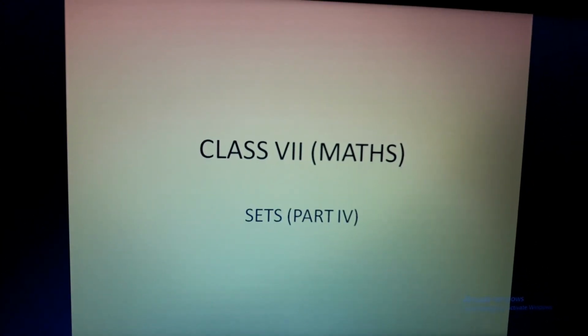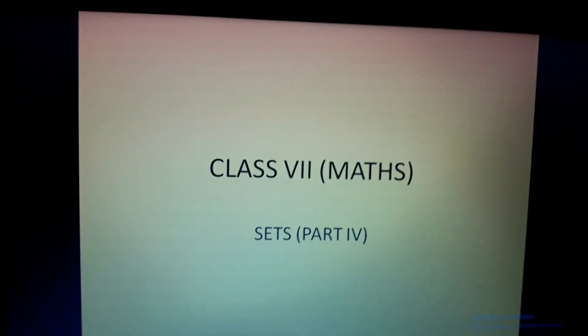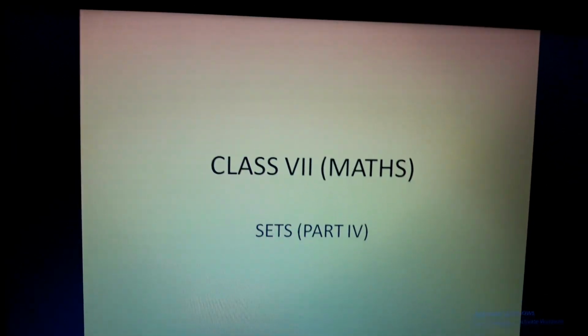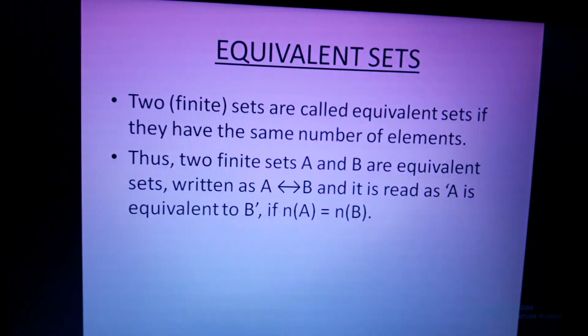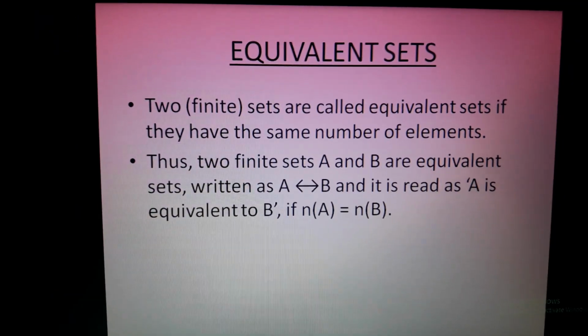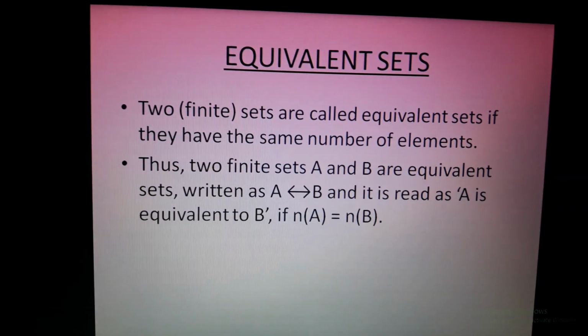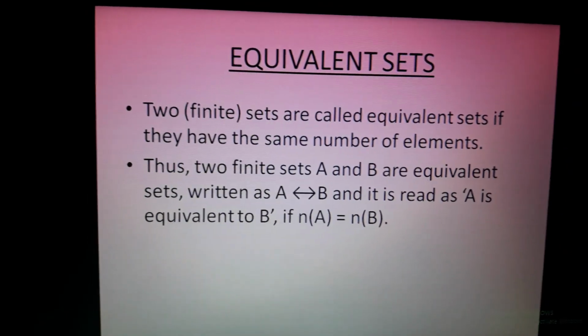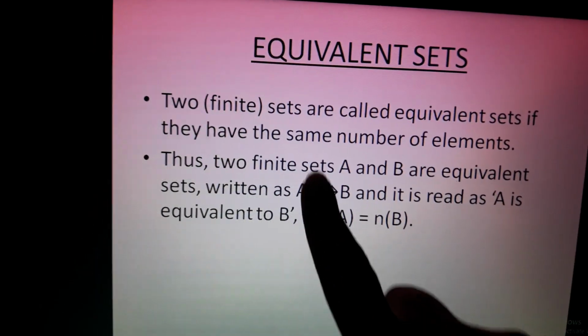In the last video, we had discussed the cardinal number of a set and equal sets in mathematics. Today we will talk about equivalent sets. Two finite sets are called equivalent sets if they have the same number of elements. Thus, two finite sets A and B are equivalent sets, written as A ~ B.